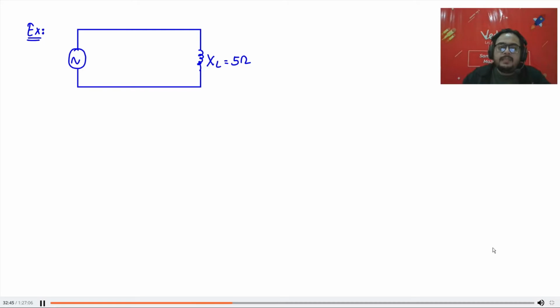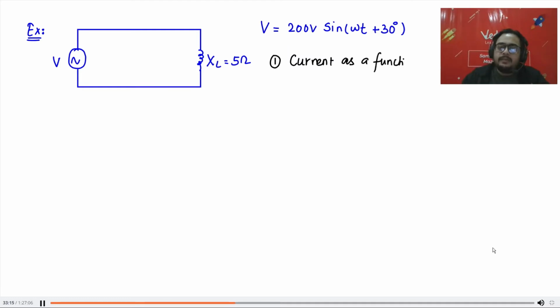So let me say I have inductance of 5 ohm and I have a voltage V. Let's say the voltage that I have applied is 200 volt sine omega t plus 30 degree. Now this is a good question. So please everyone listen to me very, very carefully. The first question I'm going to ask is simply current as a function of time.